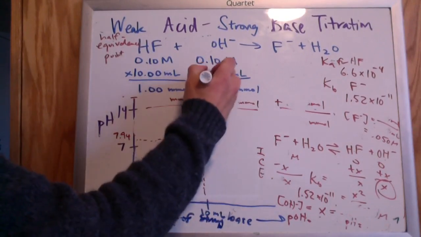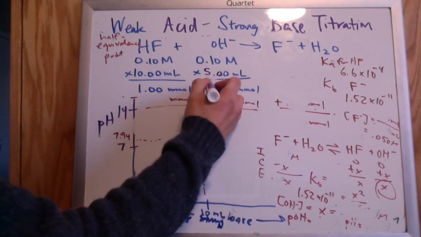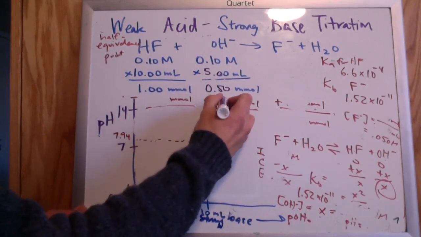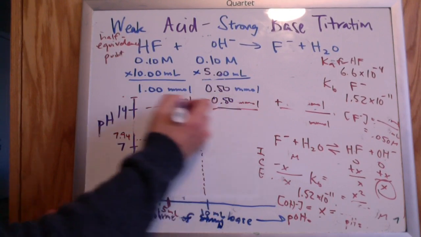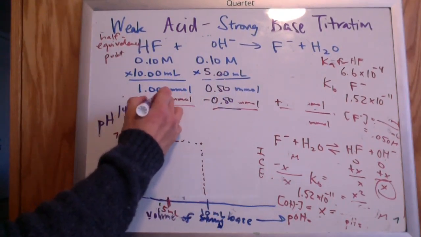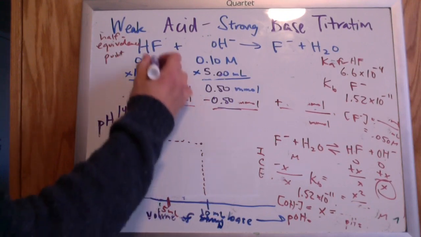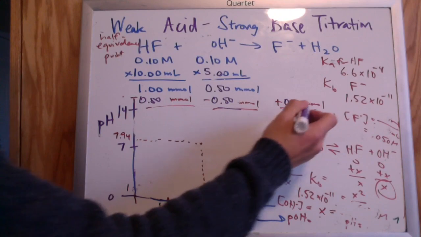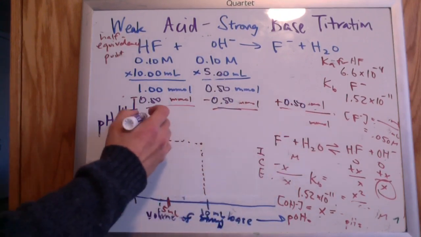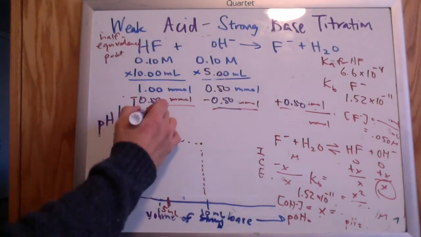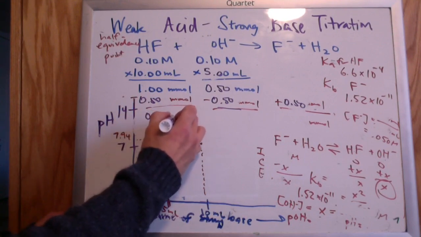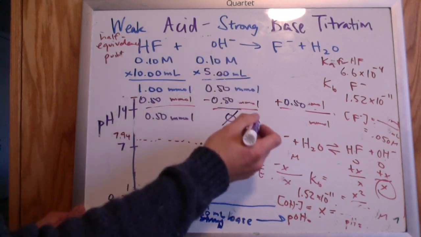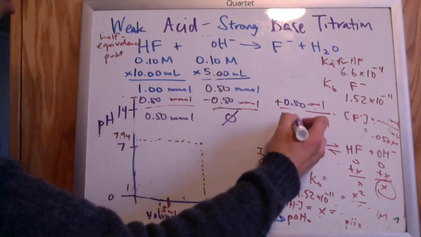This is 5 milliliters, so we'll put 5 milliliters, and we end up with 0.050 millimoles. So we're going to use up 0.050 millimoles of HF, and we're going to make 0.050 millimoles of F minus. Now, if we take a look, we have 0.050 millimoles of HF left over. We have none of the base, and we make the conjugate base.